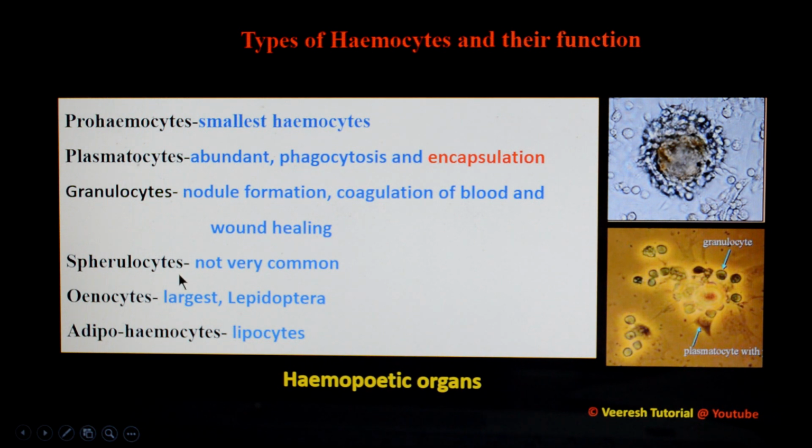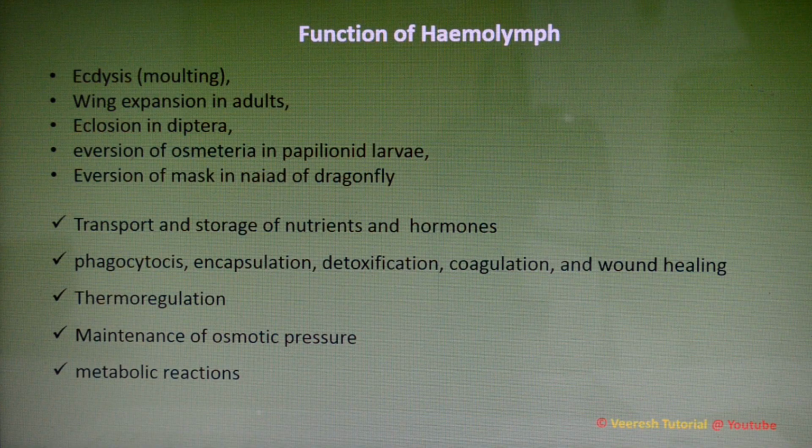Next is spherulocytes. Spherulocytes are not very common but are involved in some secondary functions. Oenocytoids are the largest haemocytes, found mainly in lepidopterans. These cells are responsible for lipid processing and detoxification. Adipohemocytes are also called lipocytes. These cells mainly contain lipid droplets.